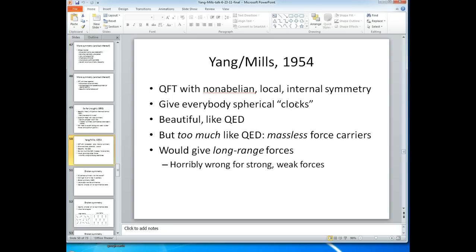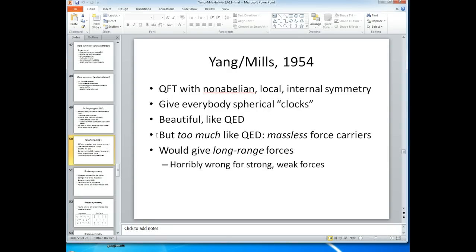So a way to picture that is every particle or every point in the universe gets a spherical clock, and they can adjust them all relative to each other. It's a beautiful, beautiful theory. It's mathematically wonderful, and it turns out to dovetail a lot with what mathematicians were thinking about at the same time, although it took 20 years for them to start talking to each other about it.